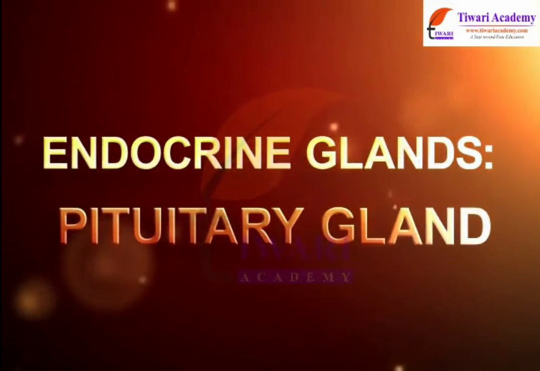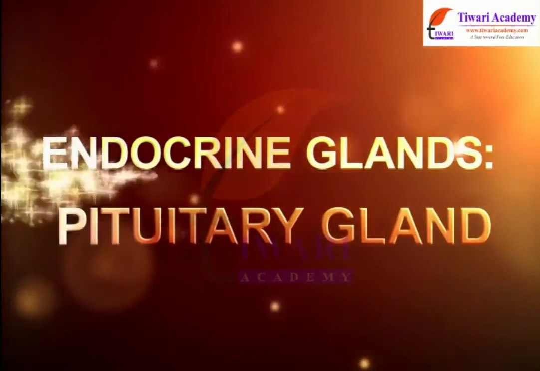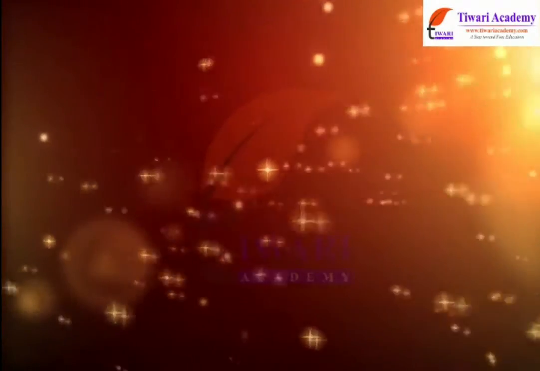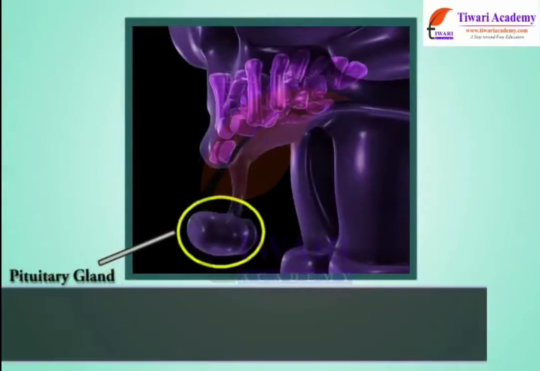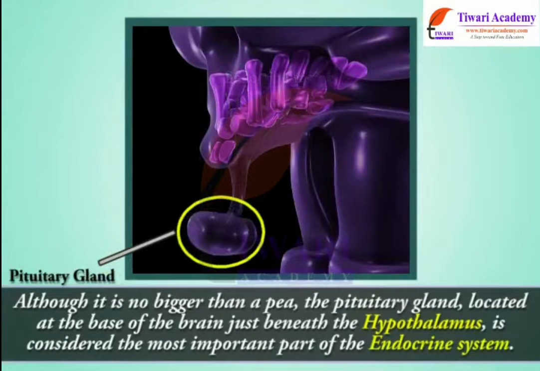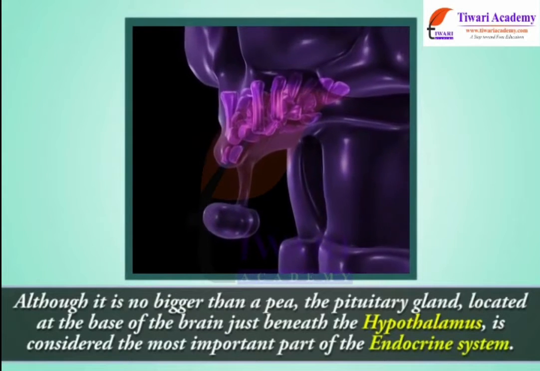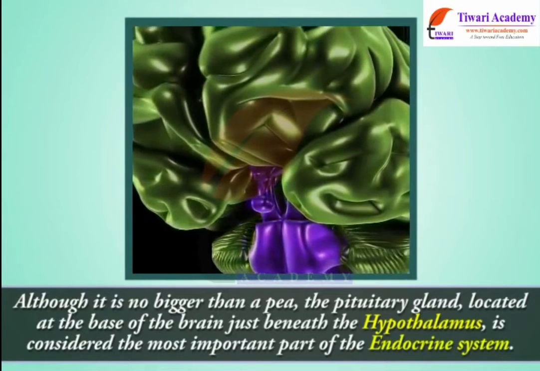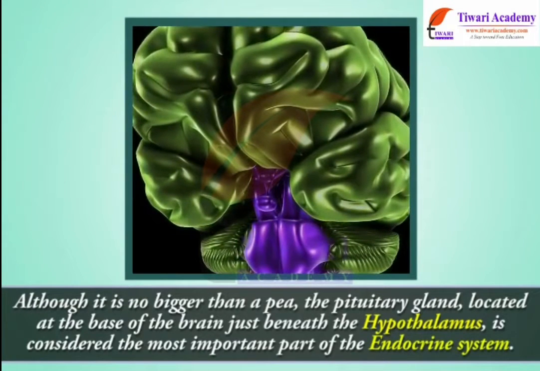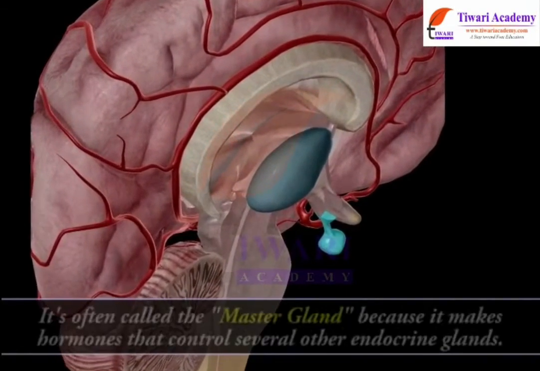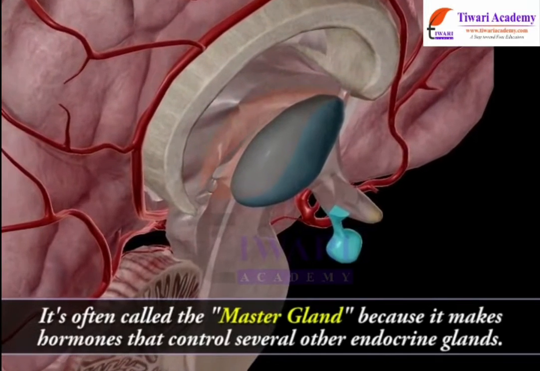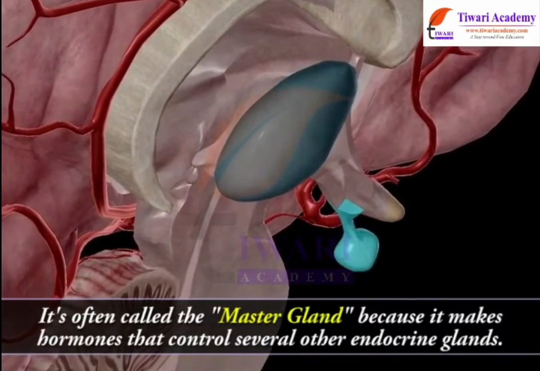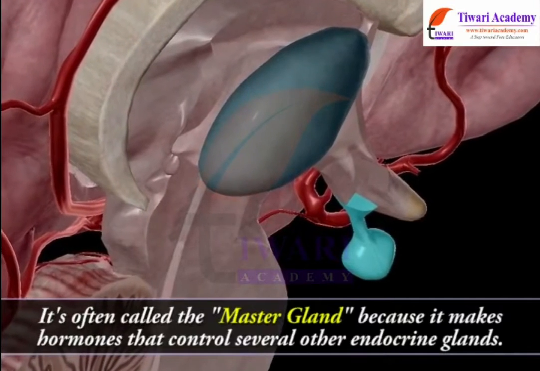Endocrine glands, pituitary gland. Although it is no bigger than a pea, the pituitary gland, located at the base of the brain just beneath the hypothalamus, is considered the most important part of the endocrine system. It's often called the master gland because it makes hormones that control several other endocrine glands.